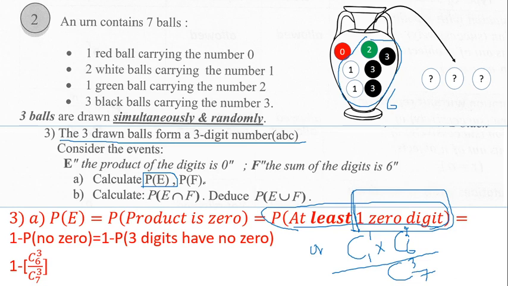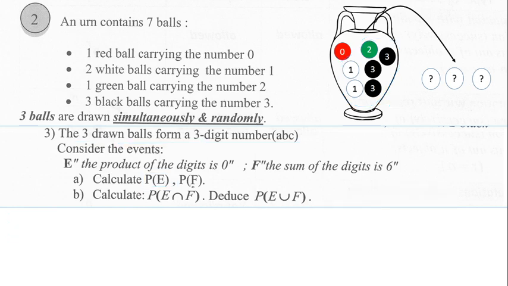Let's move to the other exercise, for the event F: the sum of the digits is 6. Like before, when we were talking about the prices. If we choose 0, 0, 0, 1, 2, the sum is not 6. So the sum is 6 if we have 3 plus 3 plus 0, or if we have 1, 2, 3.